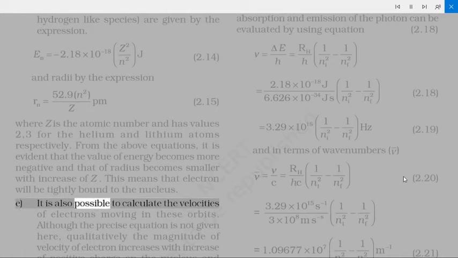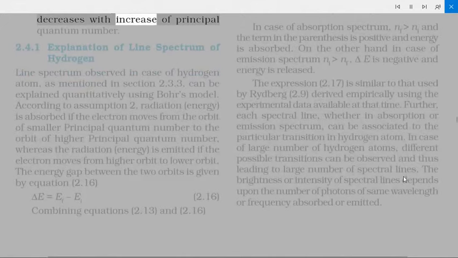It is also possible to calculate the velocities of electrons moving in these orbits. Although the precise equation is not given here, qualitatively the magnitude of velocity of the electron increases with increase of positive charge on the nucleus and decreases with increase of principal quantum number.